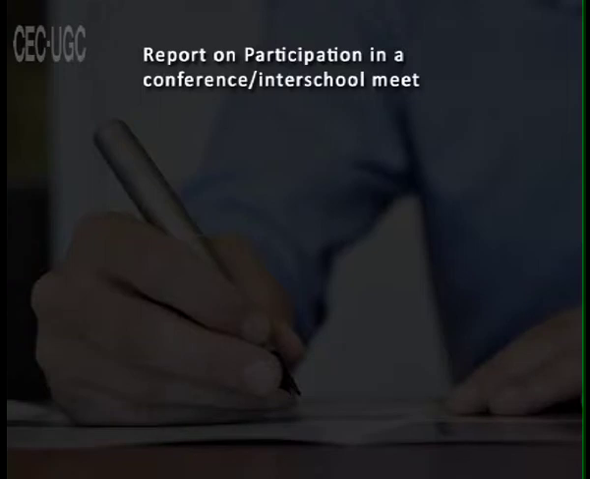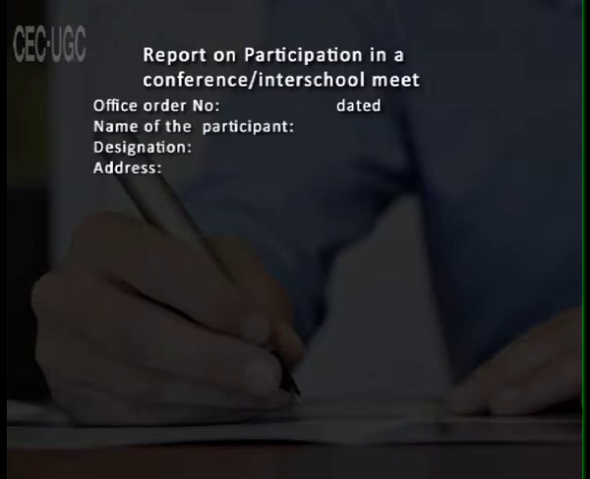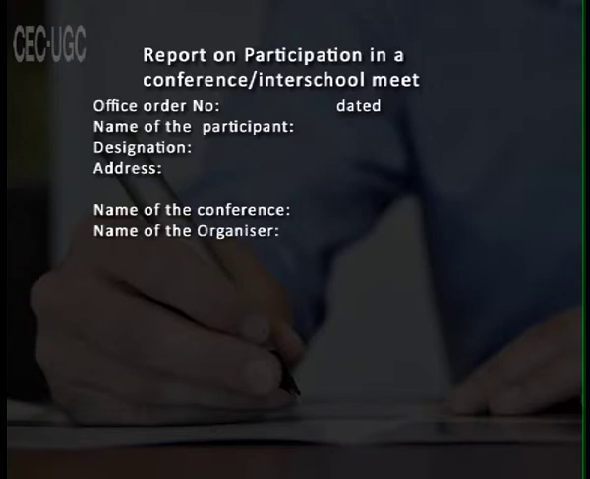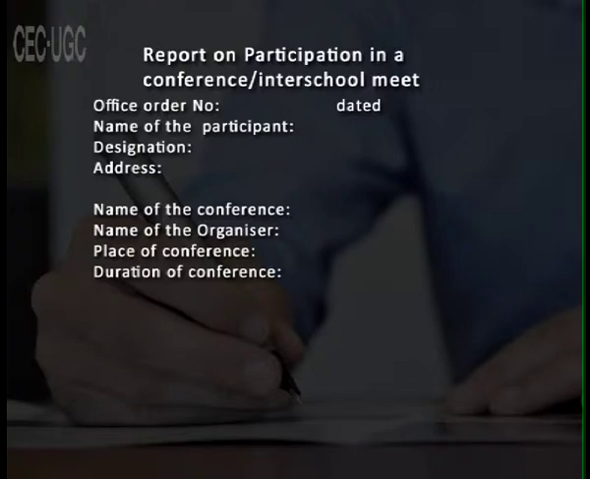The first thing, you have to mention it as the conference report. In the second line, give the title of the conference that you have attended and write down a report on participation in a conference. In the next line, you have to write your office order number and the date on which you are writing this report. Below that, you should write your name, designation and address. You have to write the name of the conference, the name of the organizer and the venue of the conference and how long it has taken place, that is, the duration of the conference.